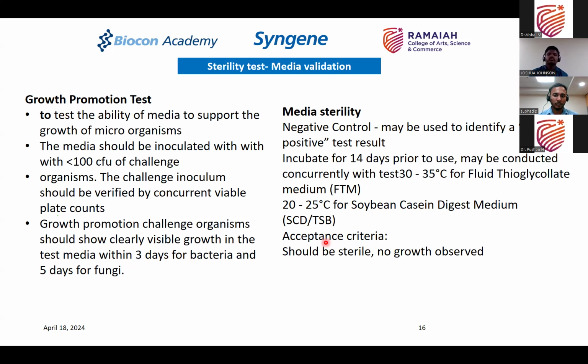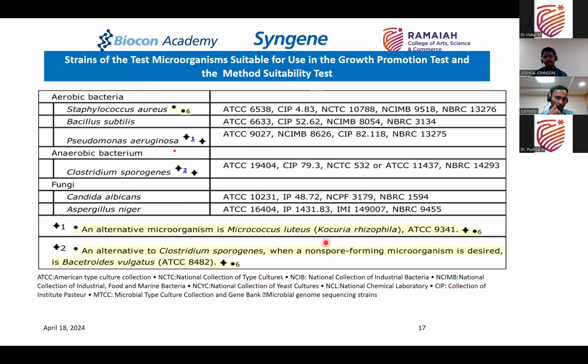Understood? What is this growth promotion test? This is to validate whether the culture media which we are going to use is appropriate or not. So for that, we are inoculating the test organisms. Which are those test organisms? It is a combination of 3 different kinds of organism: one is aerobic bacteria, another is anaerobic bacteria, and the third is fungi.